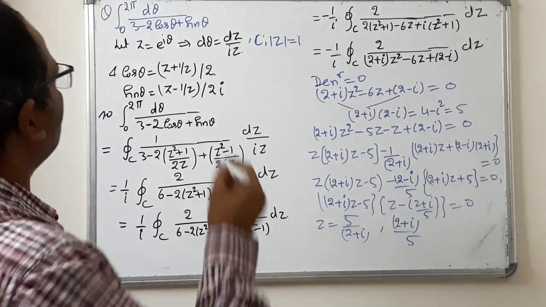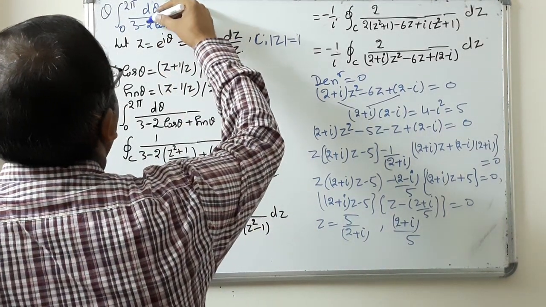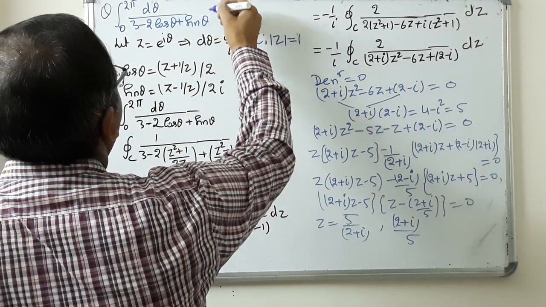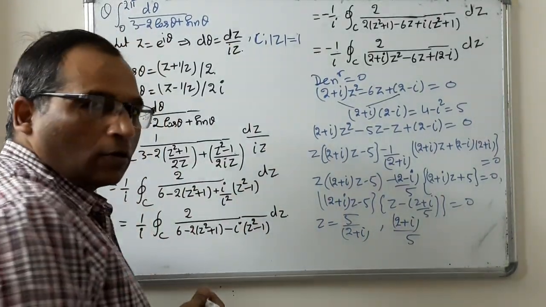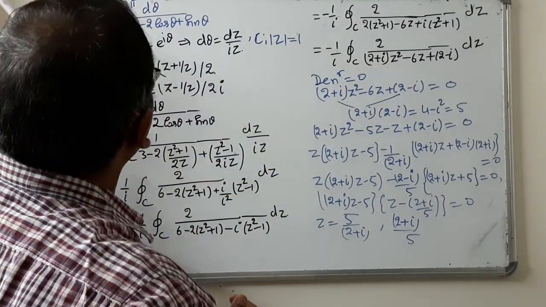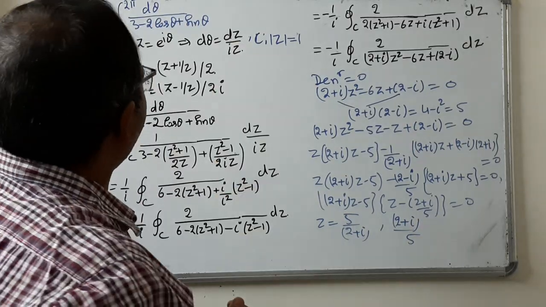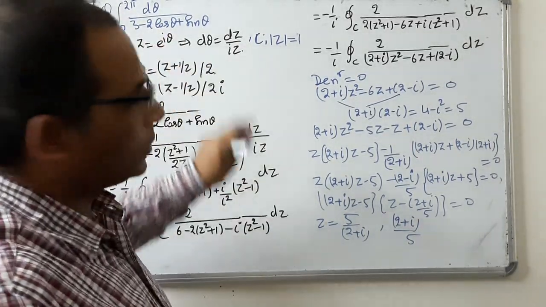Taking another example: the integral from 0 to 2π of dθ upon 3 - 2 cos θ + sin θ. It's a very important question. In university, it has already been asked 2-3 times. So this is a very important question.